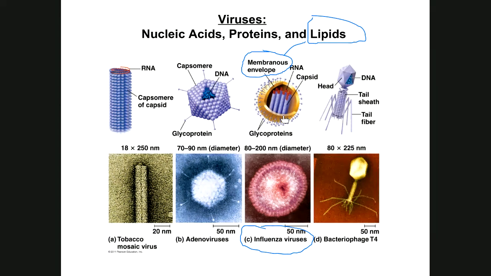So it's like a wolf in sheep's clothing. Sometimes a membranous envelope will be derived from the Golgi apparatus of the host cell. But in the case of the influenza virus, the reason the membranous envelope looks mainly like a phospholipid bilayer is because it's coming from the host cell's membrane as the rest of the compounds are exiting the cell.